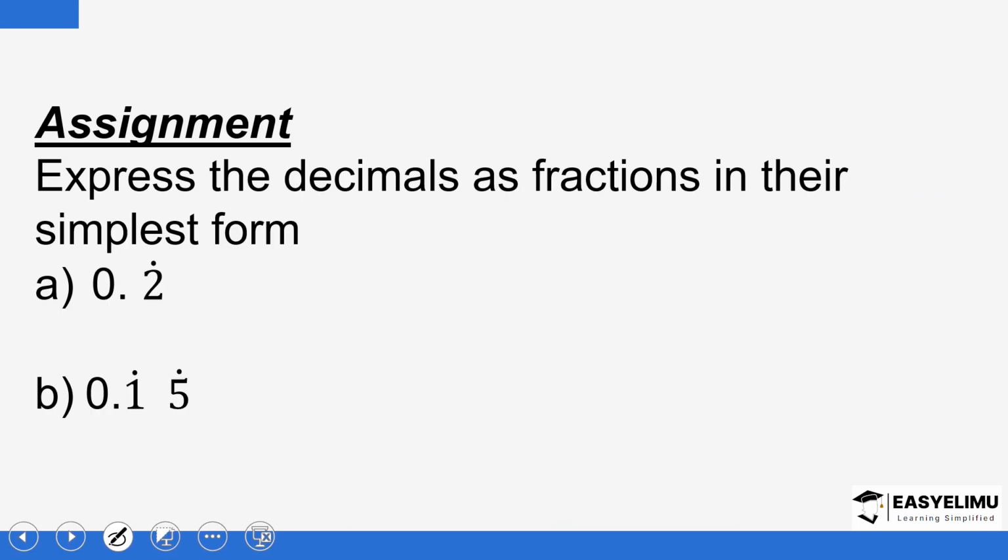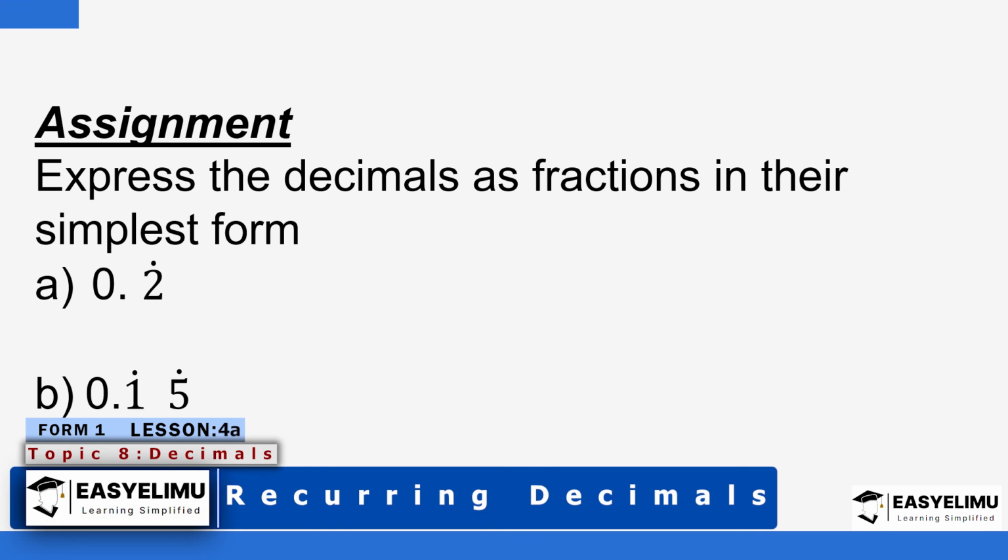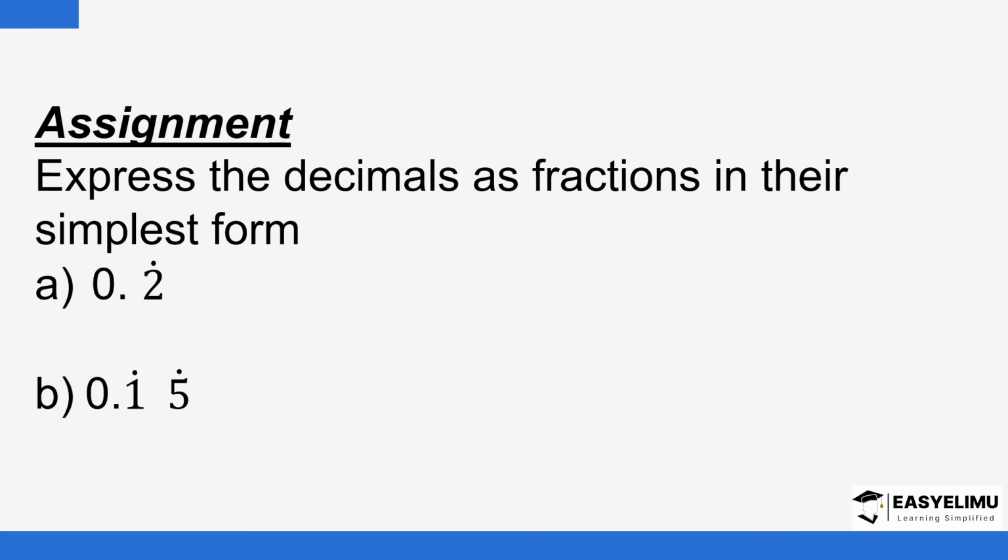So you have a few questions here to help you practice. Express the decimals as fractions in their simplest form. We have 0.2 with a dot on top of 2, meaning 2 is the one recurring, and 0.15. Yes, so both of them are recurring. So try, we have 0.151515. Try and attempt.